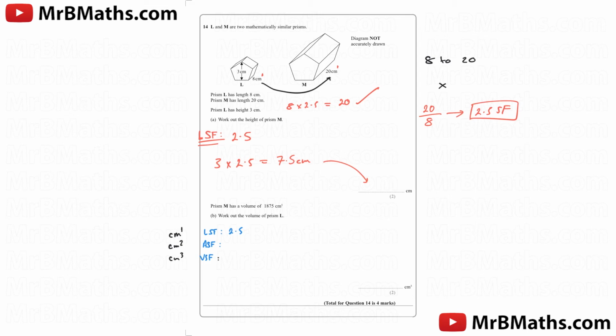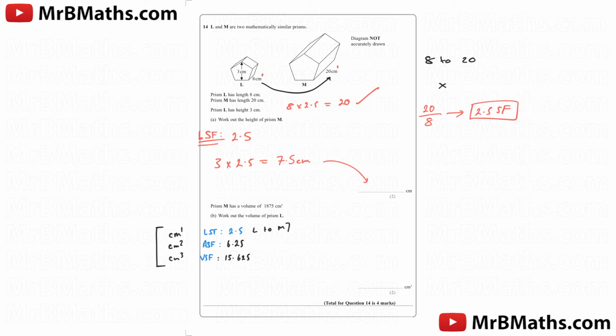So even though we don't need the area scale factor, let's do that anyway. So that's going to be 2.5 squared, which is 6.25, and then the volume scale factor is 2.5 to the power of 3. Okay, don't cube the 6.25. So we're always dealing from the linear scale factor. So the volume scale factor is 15.625. Now, making sure we're doing this correctly, that was to get from L to M.